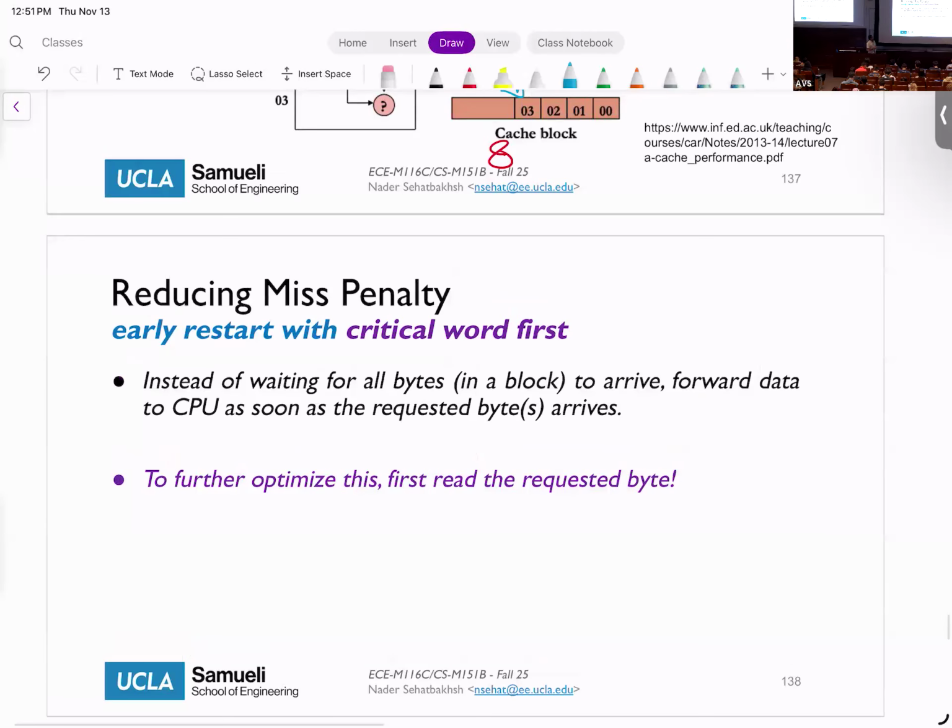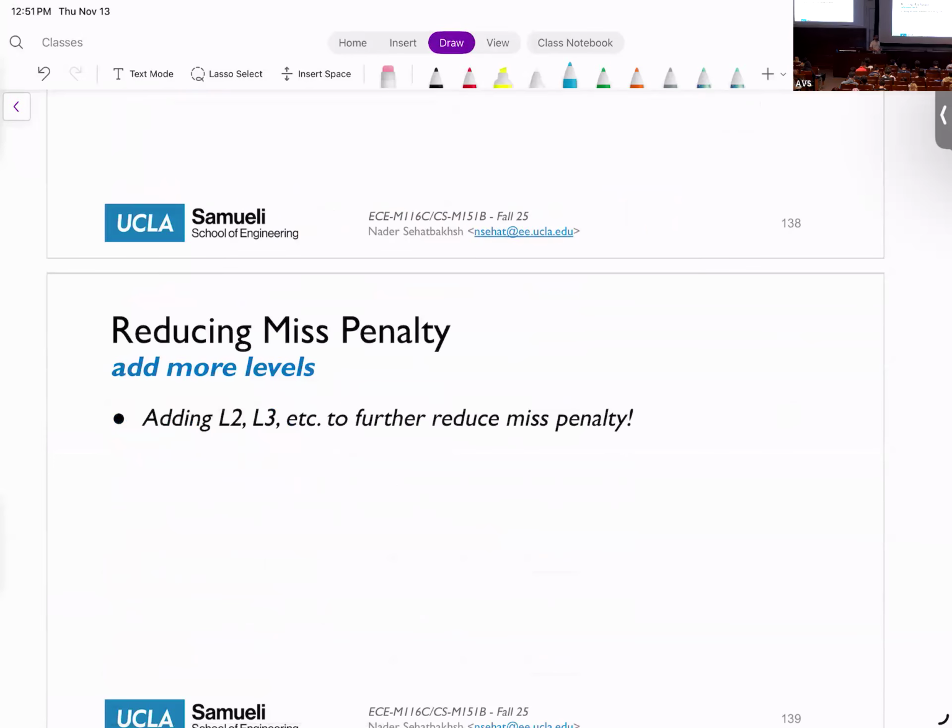All right. So this is reducing the miss penalty. Another way of reducing miss penalty, we talked about this multiple times, is adding more levels. The reason you want to add more levels is essentially to reduce the miss penalty. Rarely in modern caches will you see only level 1. You typically see level 1, level 2, and level 3.